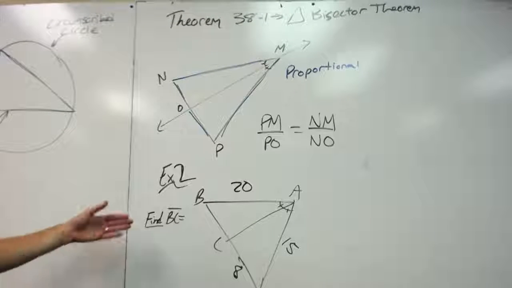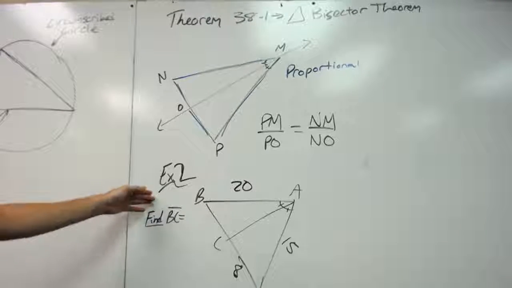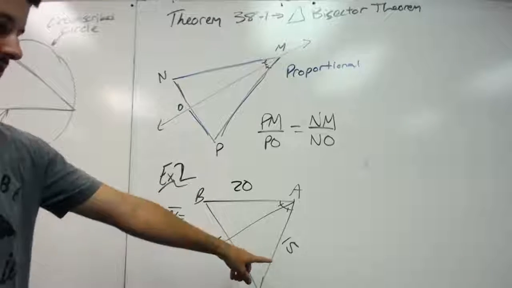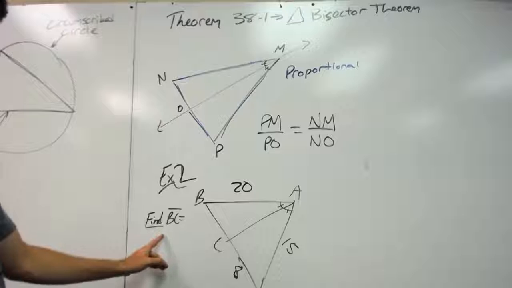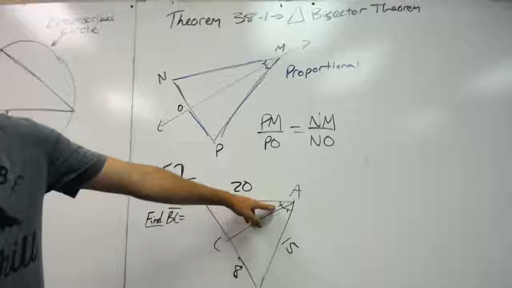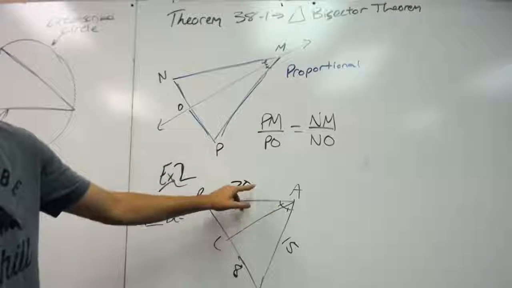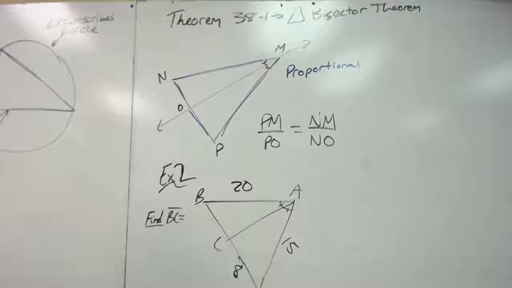For example, in example 2, it says use the diagram to find BC. And it gives us AB is 20, DA is 15, and CD is 8. It wants us to find BC. Notice these aren't congruent. Sometimes people think because of the angle bisector that the sides should be congruent. That's not necessarily true. So we create our proportion.